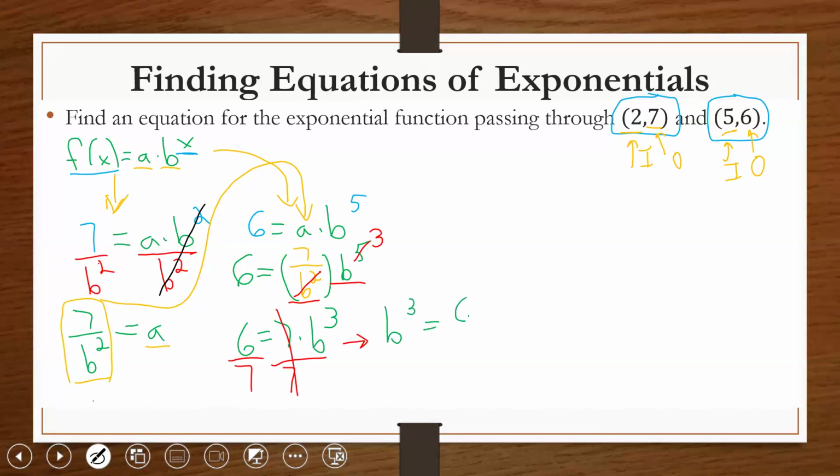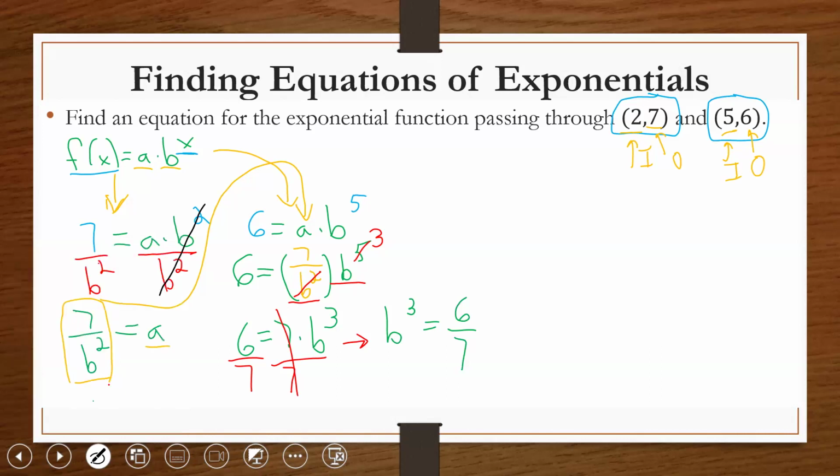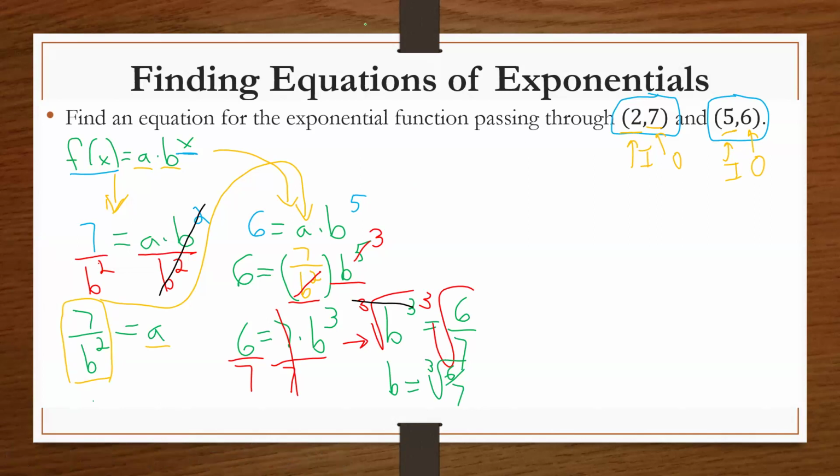equals 6 over 7. And then we can solve for b by taking the cube root on both sides of the equation. Okay, and when we do that, the b cubed and the cube root cancel out, and we have b equals the cube root of 6/7. Then from there we can leave our answer like that as an exact answer. We can also find a decimal value. So let's figure out what that would be.